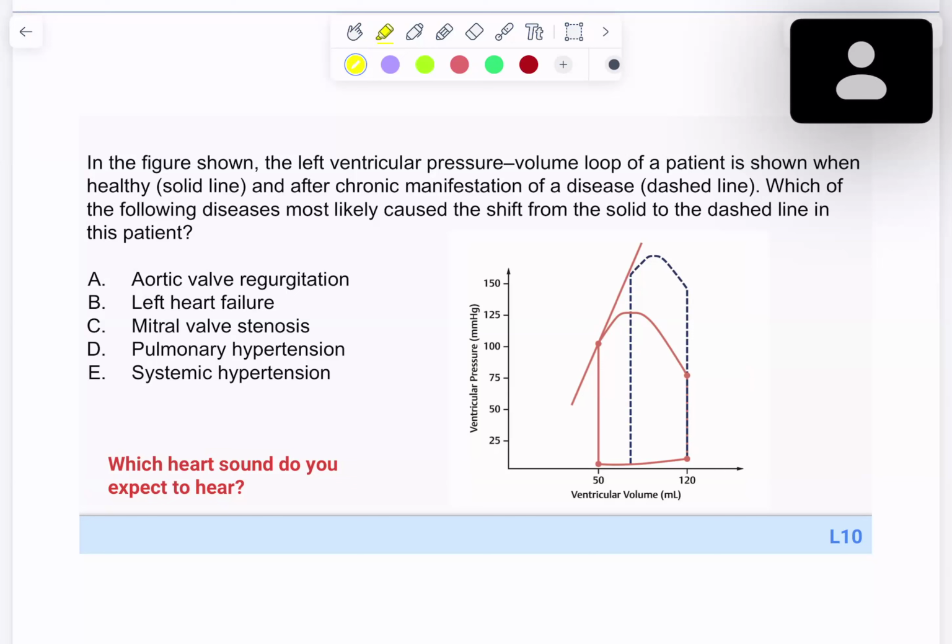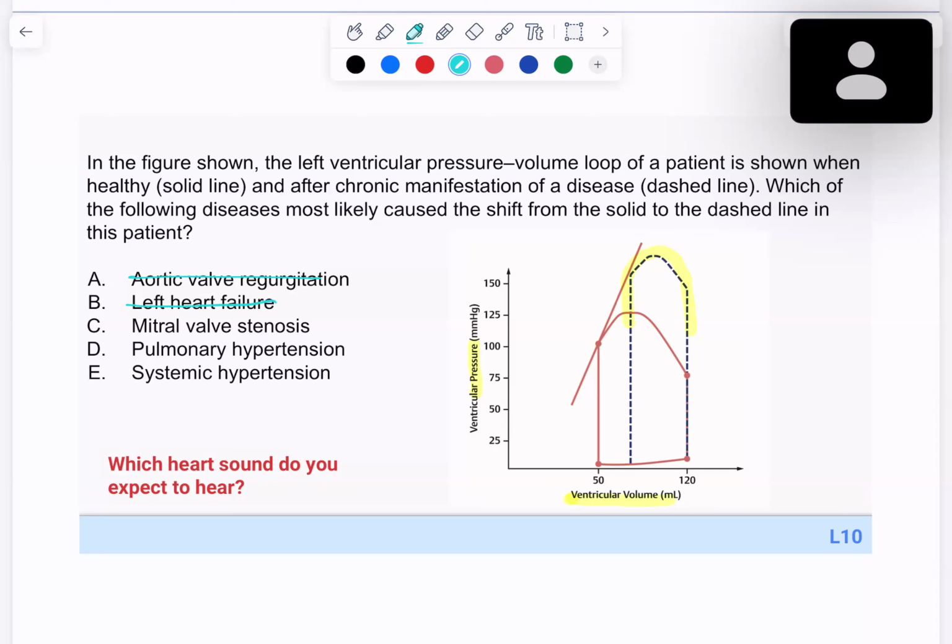First of all, let's look at this graph. The x-axis is for ventricular volume, and the y-axis is for ventricular pressure. Notice here that the pressure in the ventricle is very high, right? And so this ventricle is working very hard. And so the answer here cannot be aortic regurgitation, because aortic regurgitation does not give you a high pressure to work against. It cannot be left heart failure, because look at the volume of the ventricle, it has not changed, and we said that we have an increase in volume in heart failure, so that is out.